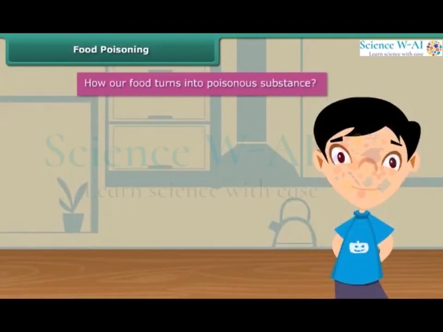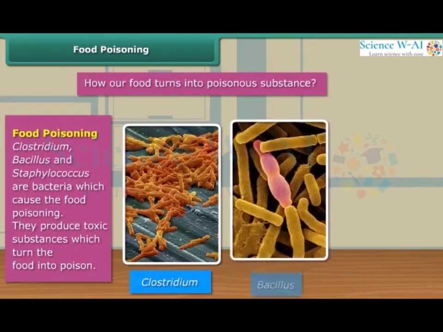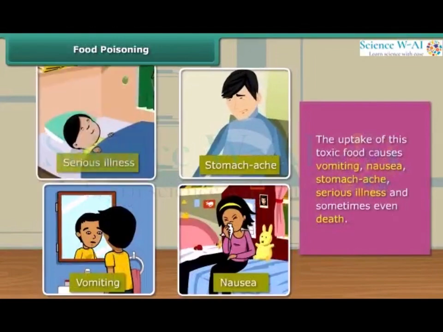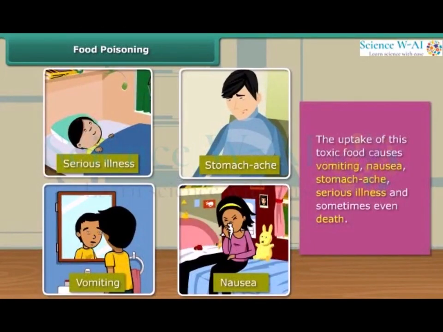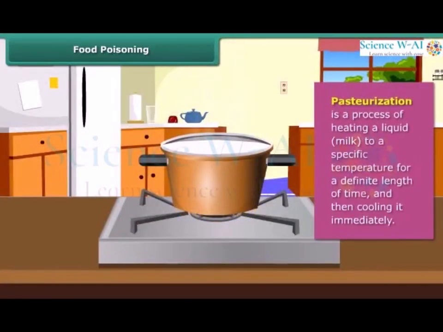Friends, in the summer season, if food is lying in the open for a longer duration, the food turns stale and finally poisonous. The cause of this is again the same: bacteria. Some bacteria like Clostridium, Bacillus, and Staphylococcus cause food poisoning. This food causes harm to us. We can preserve our food by some methods as listed below. We use the pasteurization process to preserve milk.